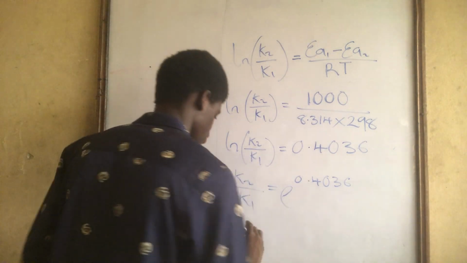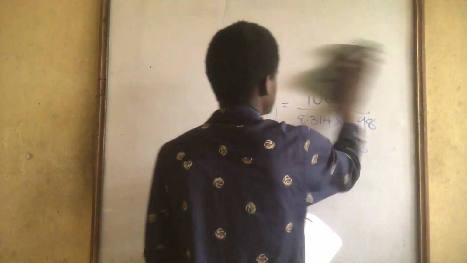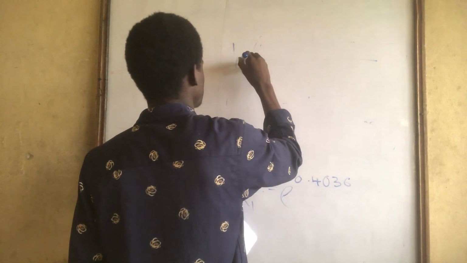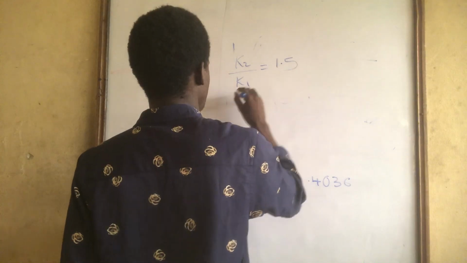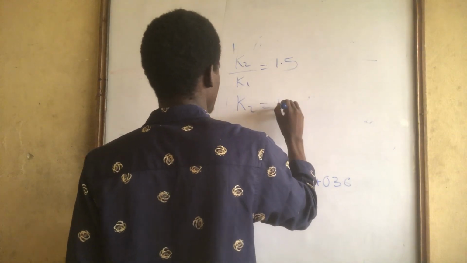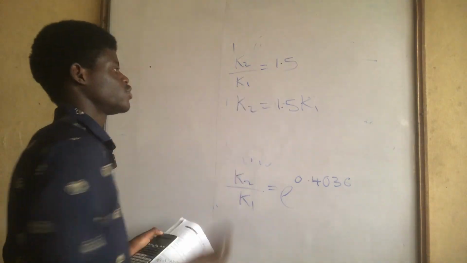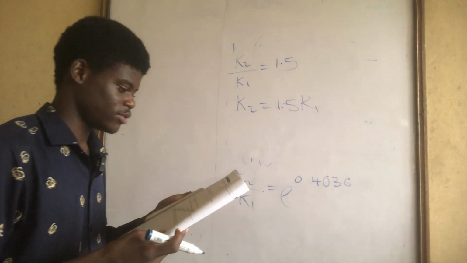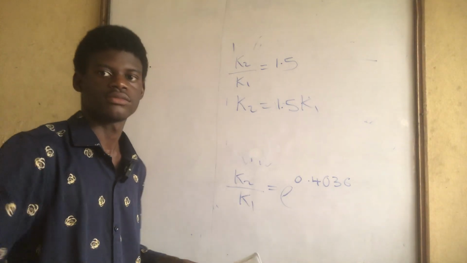Can you see the board? Okay, let me write it up as K2 over K1 is equal to 1.5. That means K2 is 1.5 times greater than K1, and that is option D. So question number 49, the answer is option D.